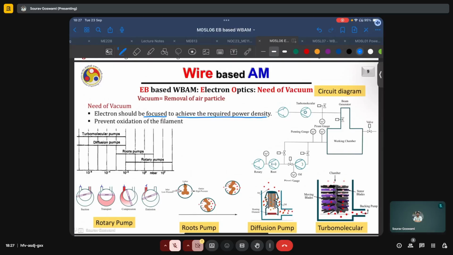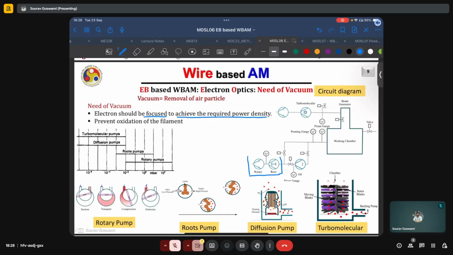We also have this indicative diagram which shows the regimes of pressure in which the different types of pumps operate. Rotary pumps typically operate from ambient to 10 to the power minus 2 millibar. Root pumps operate in a similar regime except they cannot operate right from ambient, and that's why often you will see that they are attached in series, as also shown here. Diffusion pumps and turbomolecular pumps operate from 10 to the power minus 2 millibar to low pressures, typically say 10 to the power minus 7 millibar or so.